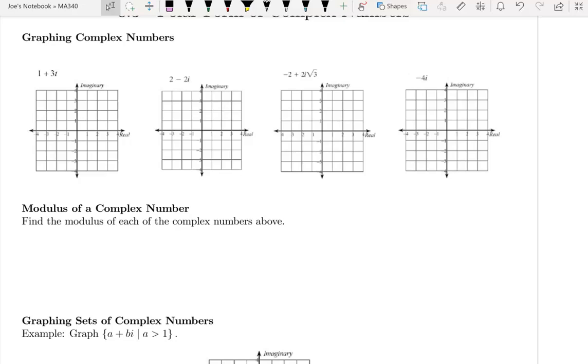So if I want to plot the complex number 1 plus 3i, I go right 1 and up 3. There it is. So again, the real part's your x coordinate. The imaginary part is the y coordinate. Here, real part is 2. Imaginary part is -2. So we would plot it down here.